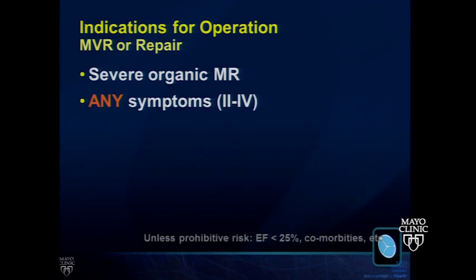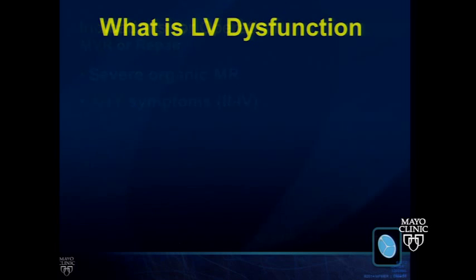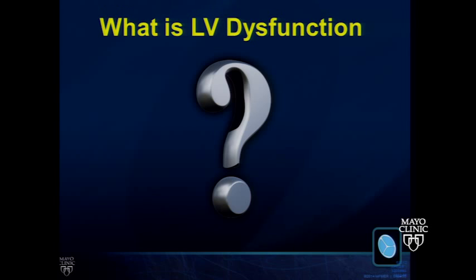So, indication for operation in mitral regurgitation, if it's primary mitral regurgitation, any symptoms. Mild, moderate, severe, any symptoms, unless it's prohibitive, in which case your ejection fraction might be less than 25% or a lot of comorbidities. But even mild symptoms with severe mitral regurgitation, if they're operative candidates, you're going to operate. So class 2, class 3, class 4.